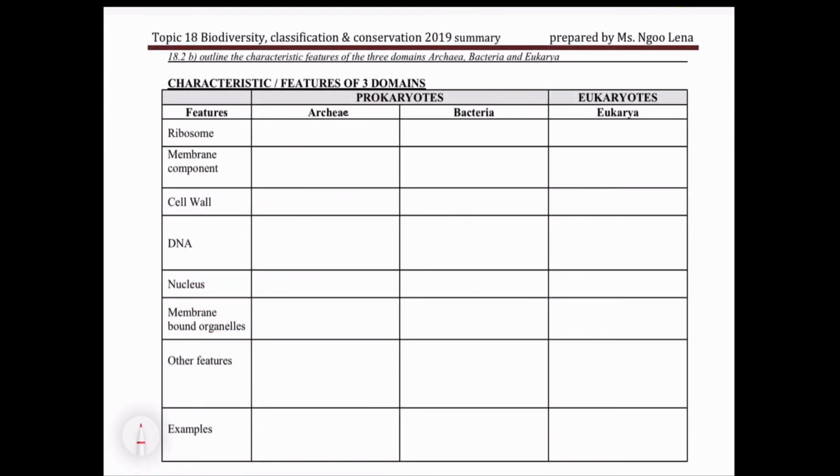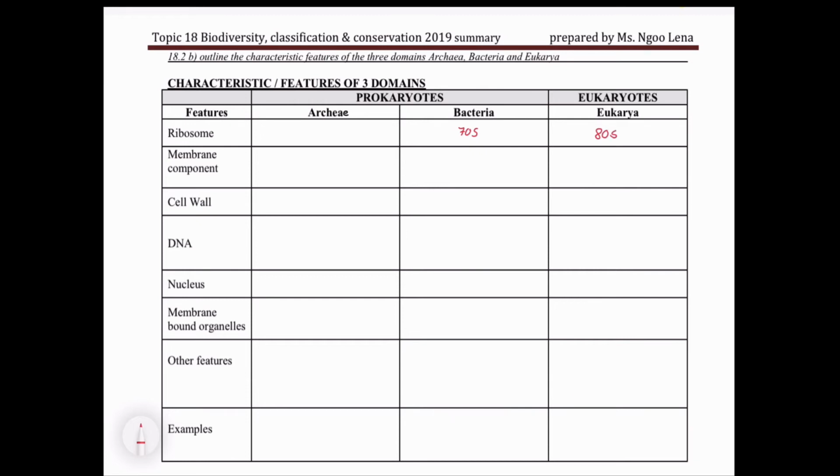Let's summarize the difference between the three domains. We're going to start with the bacteria and Eukarya, which is something that we are more familiar with. So ribosomes. Bacteria have 70S ribosomes, whereas Eukarya have both 70S and 80S, but we're going to focus on the difference. Therefore, we're going to write 80S.